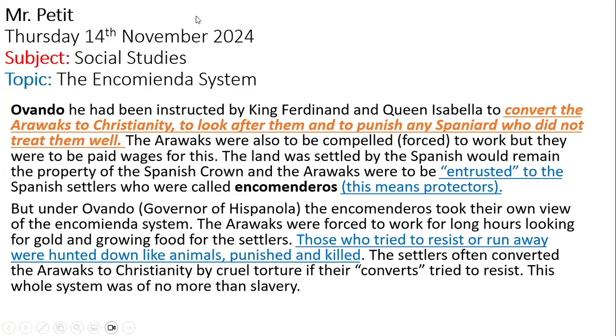Did the king and queen find out about all this? Yeah, they did. But they're not micromanaging the settlers. And plus, the Spaniards came with different diseases and other things that the Arawaks ended up dying from.